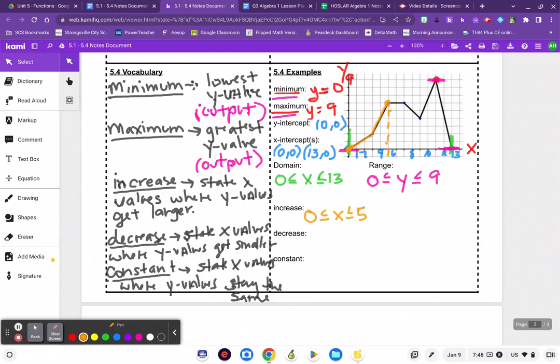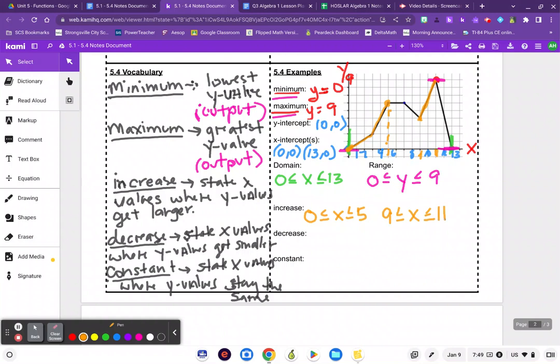Let's see, there's another spot on this graph where that happened. It's right here. And that happens between an x value of, it looks like, 9 and 11. So between 9 and 11, between those x values, my graph is moving upwards.